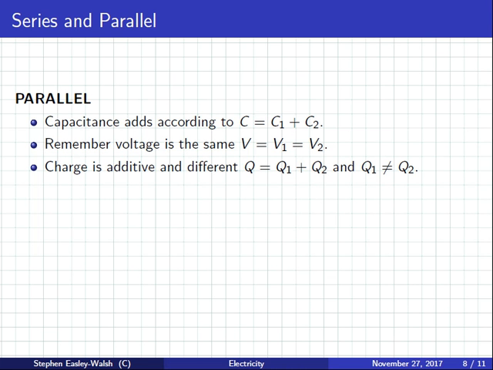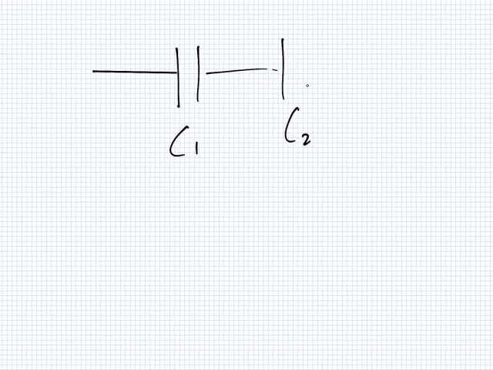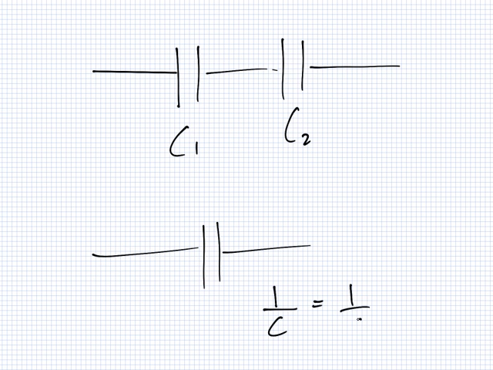Now the next one, series, is actually a bit unusual. So, what if you had something like this? You had one capacitor here, one capacitor here, and we want to know what this can be replaced by. Well, it might seem a bit odd, but the formula is actually this way: 1 over C1 plus 1 over C2.